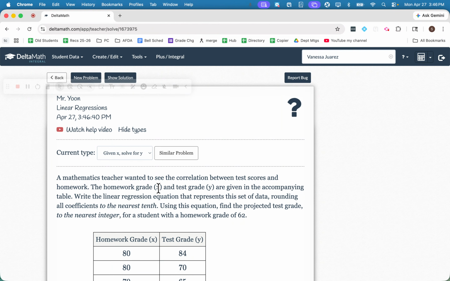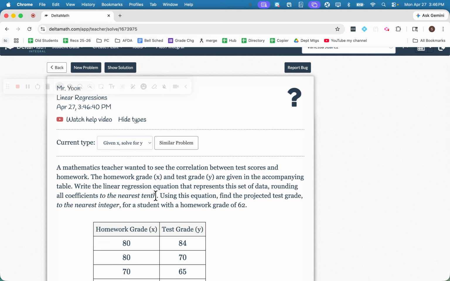Sorry, I just switched it up. I don't like that problem for a starting problem. But it's a similar story, but in the end, you're going to find the test grade for when you know the homework grade. When you know the homework grade, what is going to be the test grade?